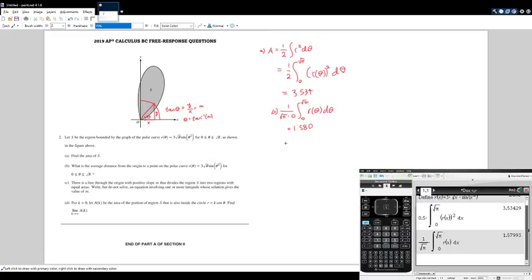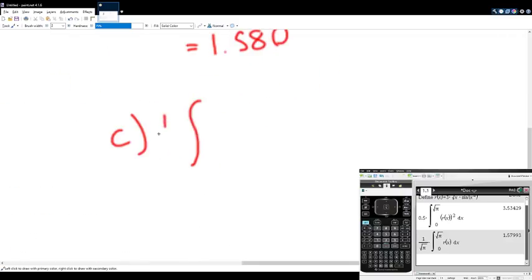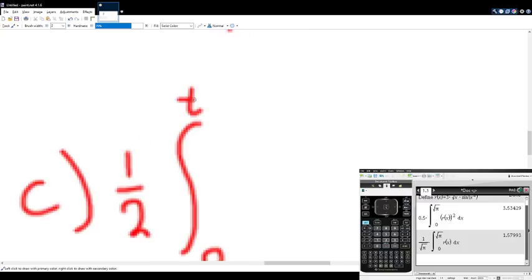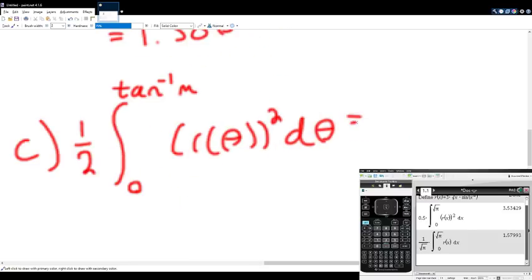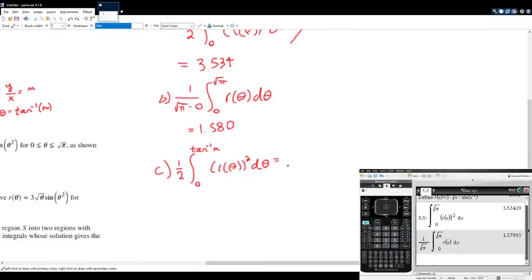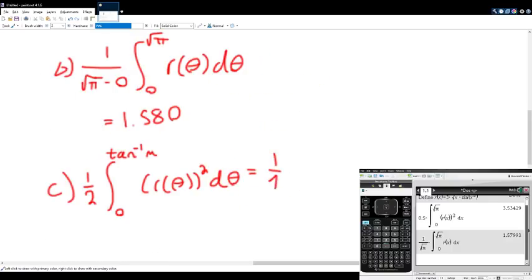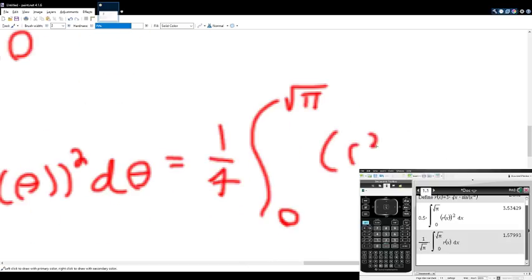So at this point, part C, you need to write out the integral from 0 to that theta that divides it in half, which is the arctangent of m. So 1/2 integral from 0 to arctangent of m of r of theta squared d theta is equal to 1/2 of the entire area. So 1/2 of this expression over here is 1/4, right? 1/2 times 1/2 is 1/4, so it'll be 1/4 times the integral from 0 to square root of pi of r of theta squared d theta.